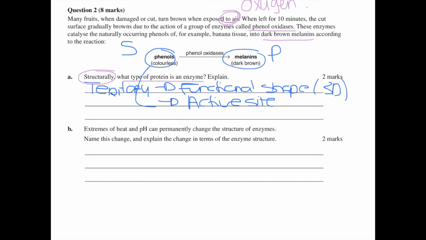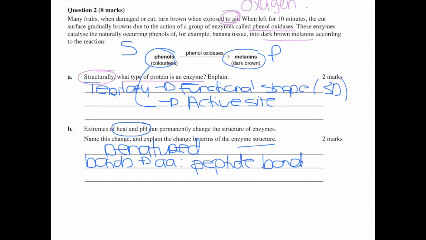Okay. B, extremes of heat and pH can permanently change the structure of enzymes. You should be thinking of the keyword here of denaturing. Oh, look at here. Name this change and explain the change in terms of the enzyme structure. So we've already said that this is when the enzyme has denatured. Okay, you would talk about how the increase in temperature or change in pH affects the bonds between the amino acids, which is the peptide bonds.